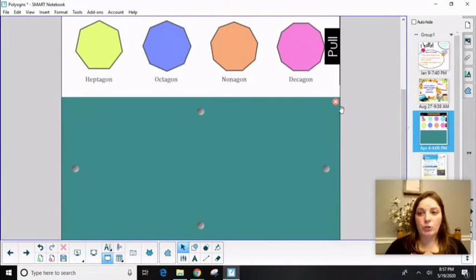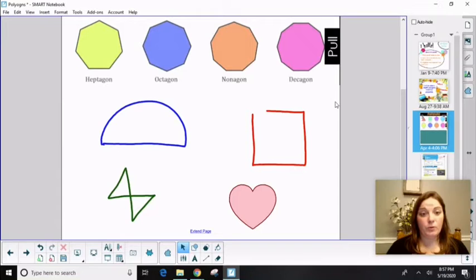So I wanted to show you some non-examples. So this little semicircle is not a polygon. Can you think of why? Yeah, it's not a polygon because it has this curved side here. How about this red figure over here? Why isn't that a polygon? Yeah, because there's an opening. A polygon must be closed.